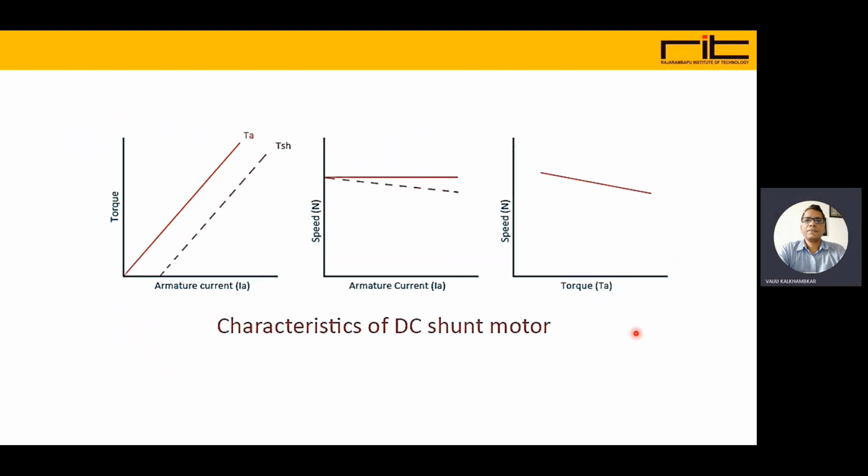Now the characteristics of the DC shunt motor. Here we can see armature torque and armature current. It is a linear, proportional characteristic. As we increase the armature current, the torque increases linearly. Here is speed versus armature current. In a DC shunt motor the field is in parallel, so the speed is almost constant, practically with a slightly dropping nature. So overall the speed and torque characteristic is again inversely related.